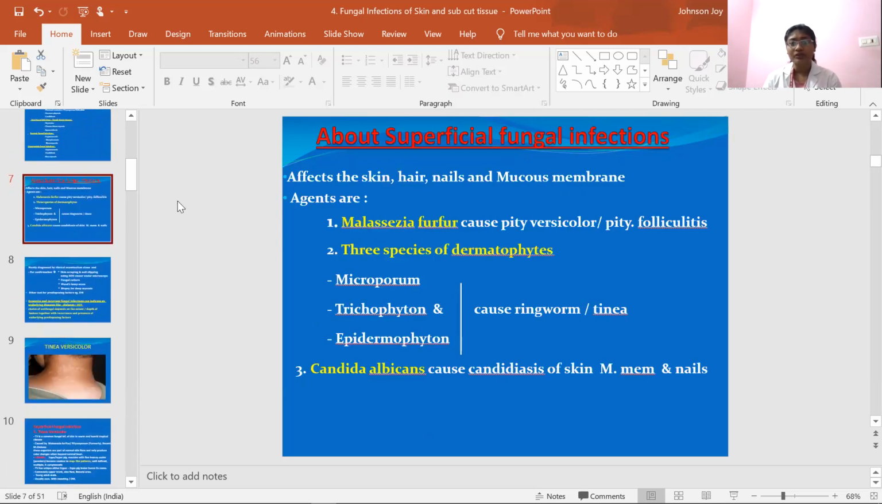Now, a few words about the superficial fungal infections. These superficial fungal infections mainly affect the skin, hair, nails, and mucous membrane. The agent is Malassezia furfur, which can cause pityriasis versicolor or Pityrosporum folliculitis. Now, three genera of dermatophytes are the most common, and they are Microsporum, Trichophyton, and Epidermophyton. These three can cause ringworm, also known as tinea infection, which is more common in our OPDs. Next is Candida albicans, which can cause candidiasis of the skin, mucous membrane, as well as the nails.